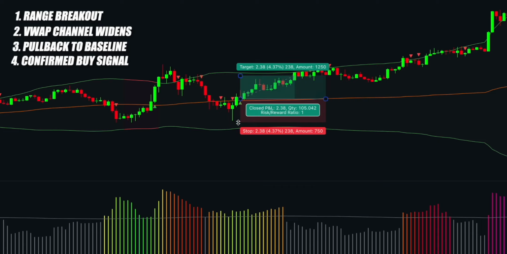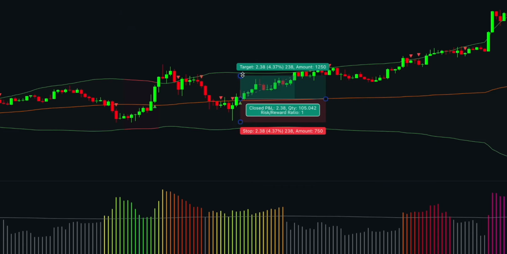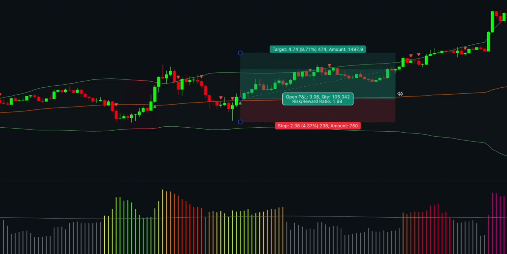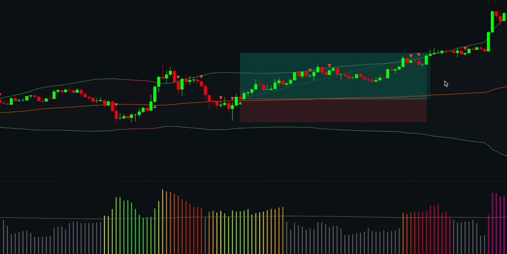Set the stop loss at the lowest point of the recent swing. Target 2 times the risk. Once the price reaches the upper VWAP band, adjust the stop loss to break even. Do the opposite for short trades.